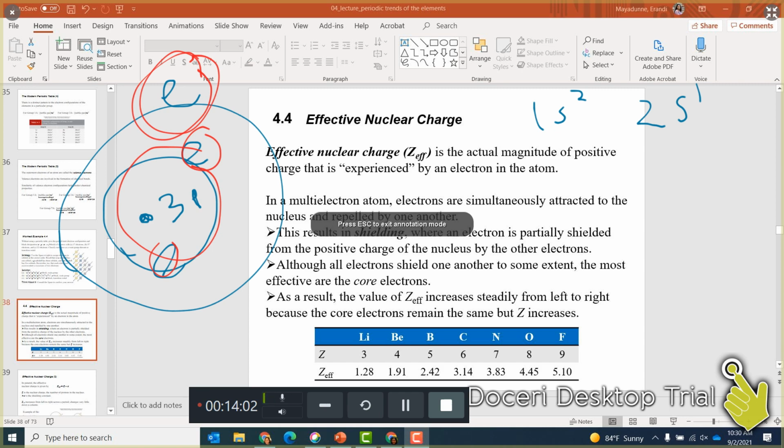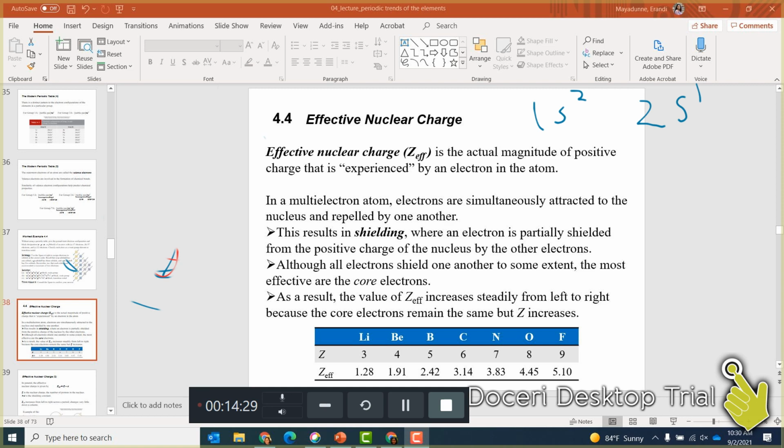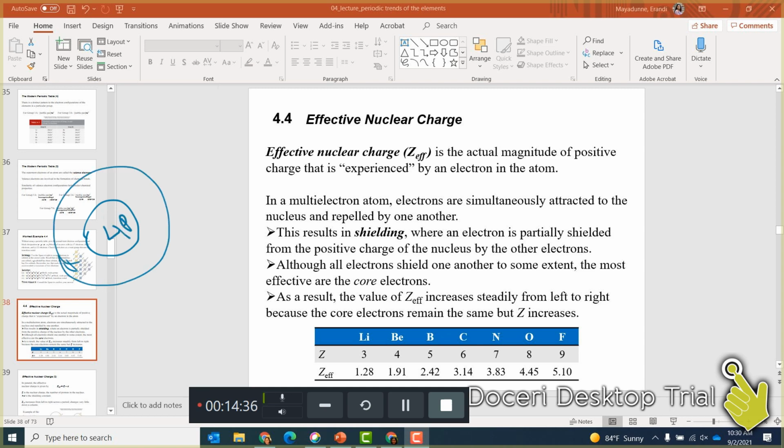So if you see, this is period 2: lithium, beryllium, boron. When you go from left to right in the periodic table, you see the effective nuclear charge increases. Why is that? If you think about beryllium, let me draw it again. I'm drawing beryllium, which has 4 protons, then 1 and 2. Because it has 4 protons, its shielding is still the same because it's shielded by only 2 electrons, but you have more protons. Because of that, the beryllium electron experiences better attraction.